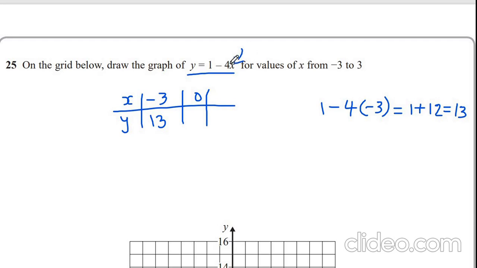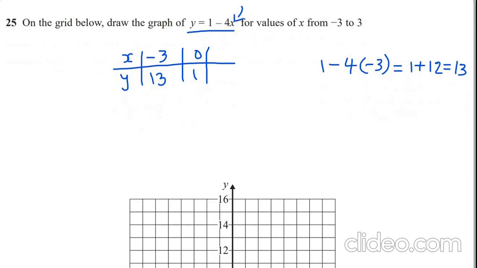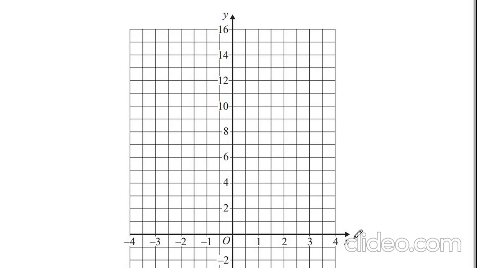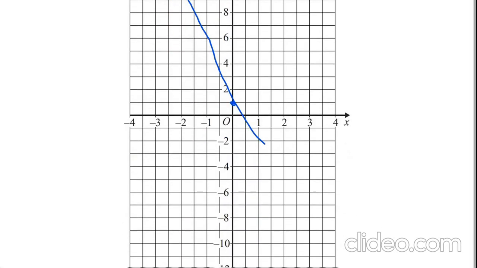Now let us put x equal to 0. So if this is 0, then y is 1. So now we need to plot these 2 points, -3 and 13, here, and 0, 1 right there. And you have to use your ruler to join these 2 points in a straight line. That's done.